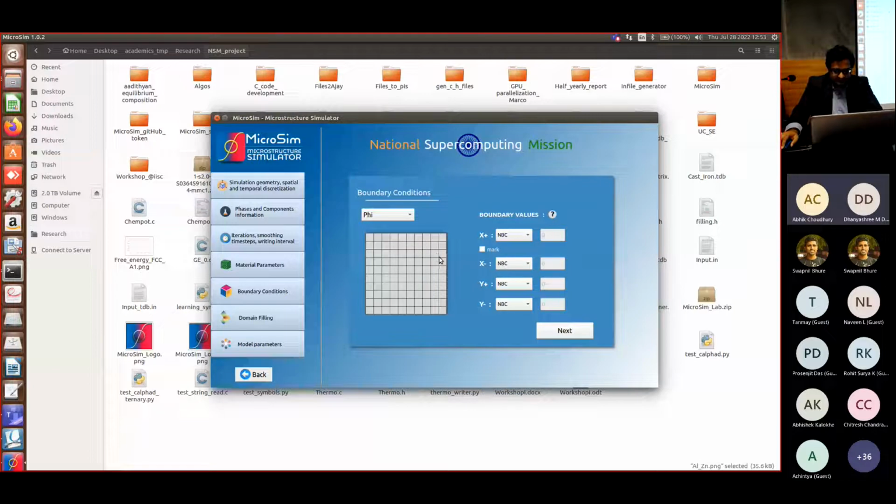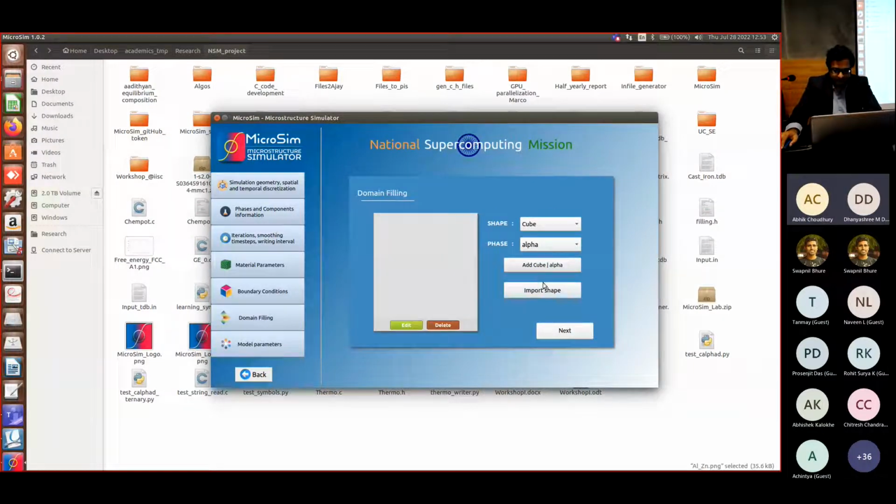These are the boundary conditions. I'm going to leave them as NBC, which is Neumann boundary condition, which is the same for all of them. So I'm going to use the same. And then I'm going to import a shape. So in the interest of, because you're doing it the first time, I'm going to choose the filling.